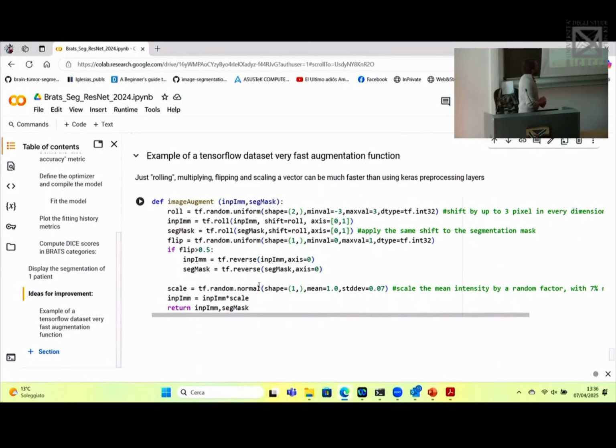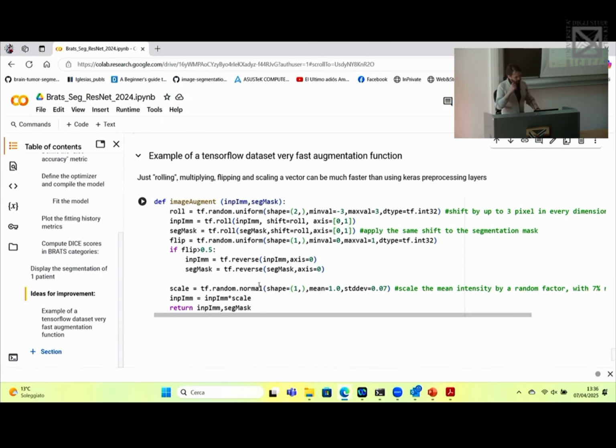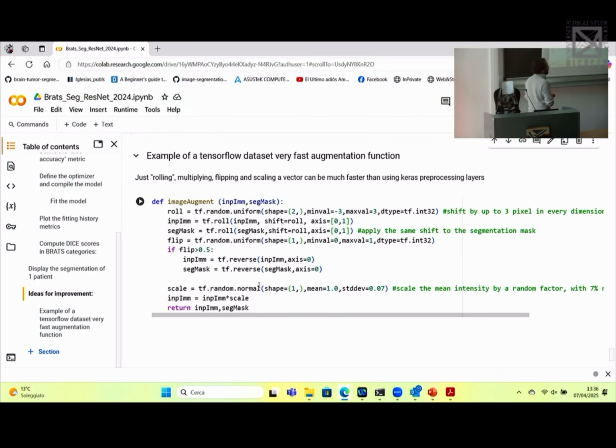So that's it for the segmentation. And the last part of this notebook is an example of how you can do in TensorFlow a super lightweight, in terms of computational resource, yet effective image augmentation. And in this case, what we decide to do is 3 types of modifications. We have the translation, we have the left-right flipping, and the scale variation.